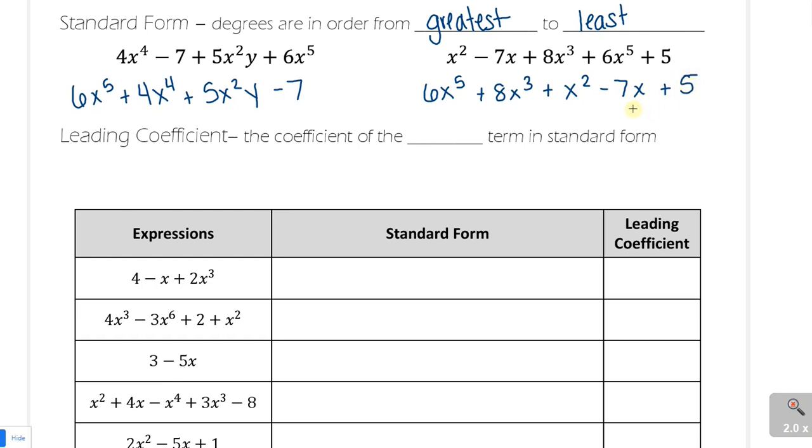Now, a leading coefficient is a coefficient of the first term when it's in standard form. So here, if we're looking at the expressions above, the leading coefficient would be 6 here, because it's the first term in standard form. And again, it'd be 6 here. The leading coefficient, after it's in standard form, it's the first term.